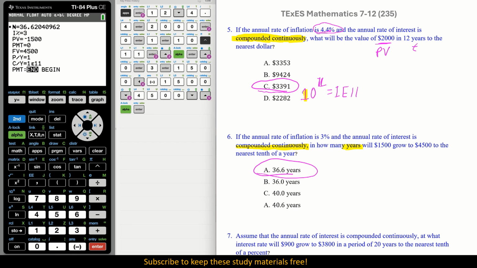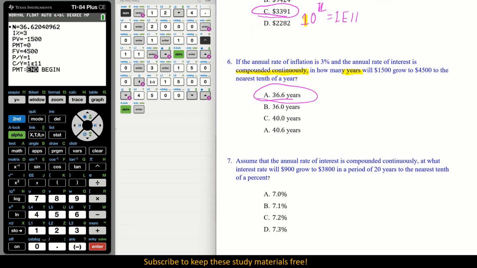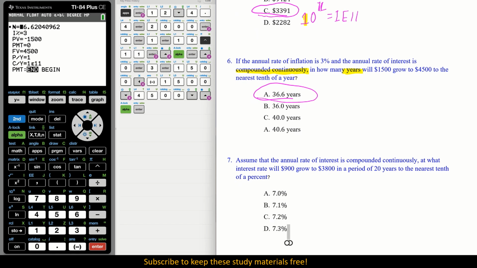Okay. I've always liked this. I think it's clever that we can put in something to kind of trick the calculator. Okay. All right. Number 7. Assume the annual rate of interest is compounded continuously. At what interest rate will $900 grow to 3,800 in a period of 20 years to the nearest tenth of a percent? That was kind of clumsy. It's just the way it's written. I had to think about it for a second, but this is what we need to do.